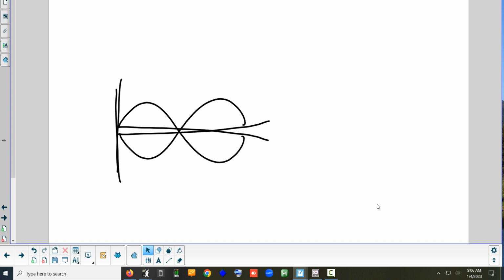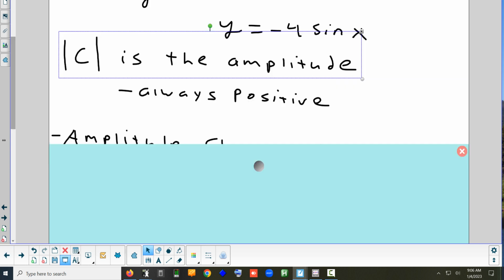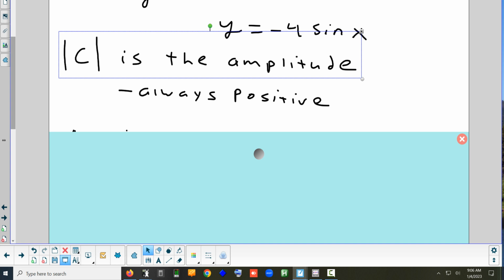How did flipping it change the amplitude? Just flipping it. It didn't. Okay, flipping it has no effect on the amplitude, but it does have an effect when you draw it. So the negative is important when you're making the sketch, but not when you're just finding the amplitude. So amplitude is always a positive number.